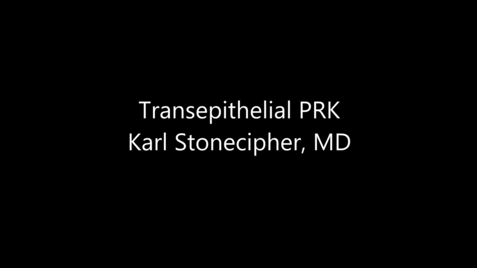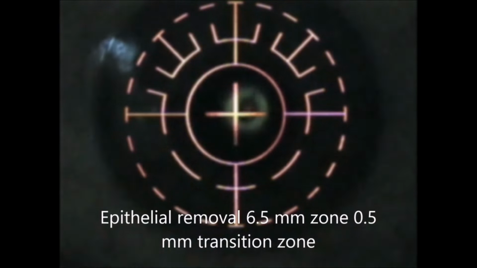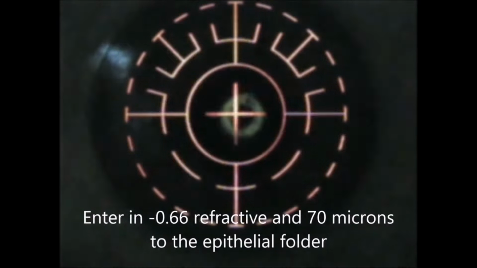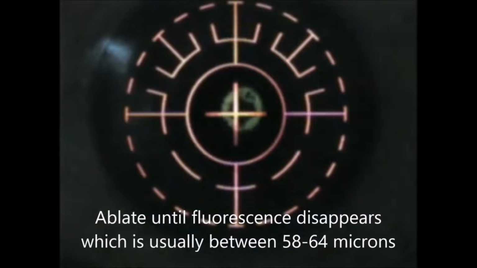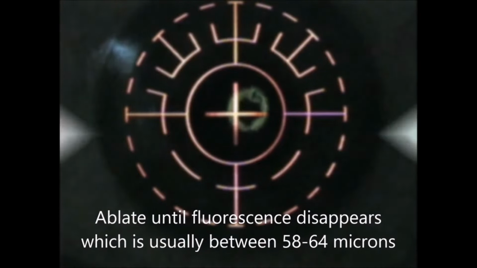Hi, this is Dr. Carl Stonecipher discussing transepithelial PRK as an option for refractive residual surprises. We use a PTK mode to remove the epithelium at a 6.5mm optical zone with a 0.5mm transition zone. We enter in minus 0.66 refractive and a 70 micron component to the epithelial folder, and typically we're not taking off 70 microns. We usually take off somewhere between 58 and 64 microns with the epithelial removal.